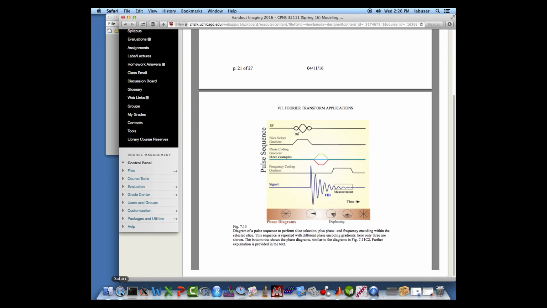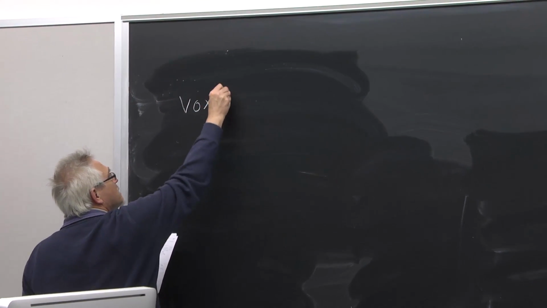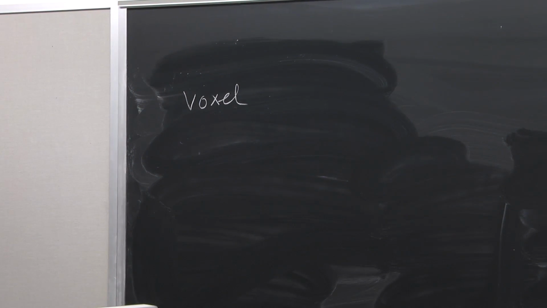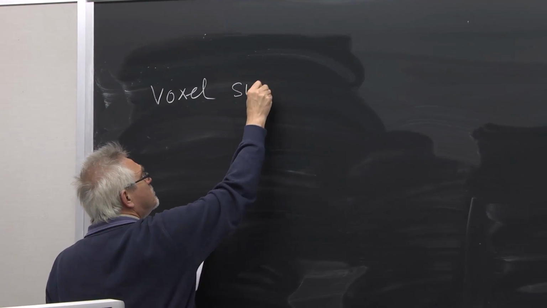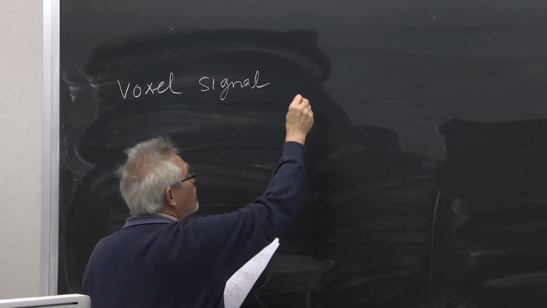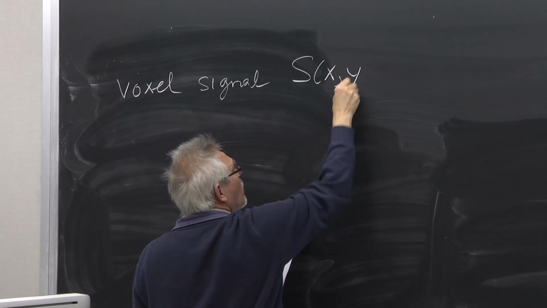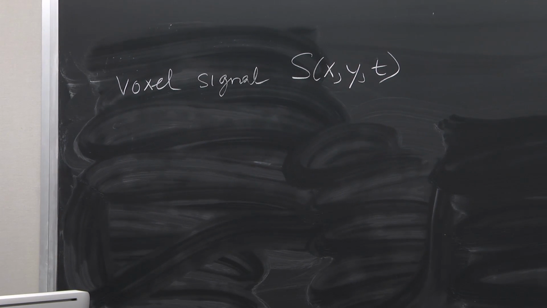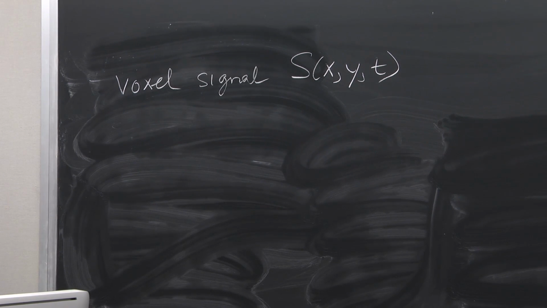So now let's see how we use the Fourier transform to translate this procedure into an image. So let's say that a voxel, and a voxel is basically a three-dimensional version of the pixel, a voxel in the body gives a signal that I call S(x, y, t). You just saw a signal, and I mentioned that the signal was a function of x and y, and of course it also varies over t.